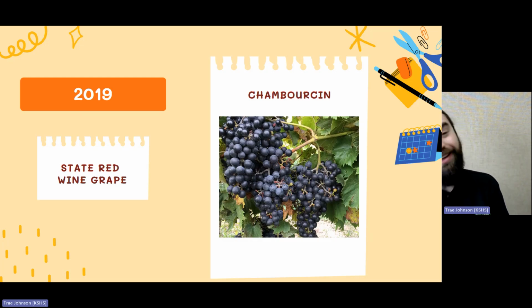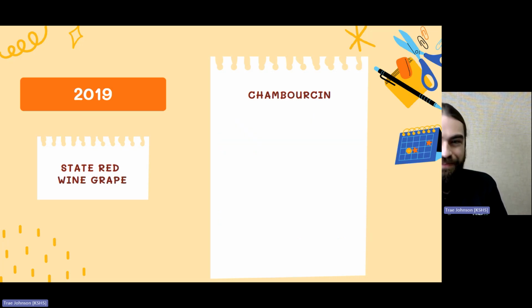So the pair, also in 2019, is the red wine grape, Chambourcin. It's a French-American hybrid and luckily got named the state red wine grape to go with the white wine grape.